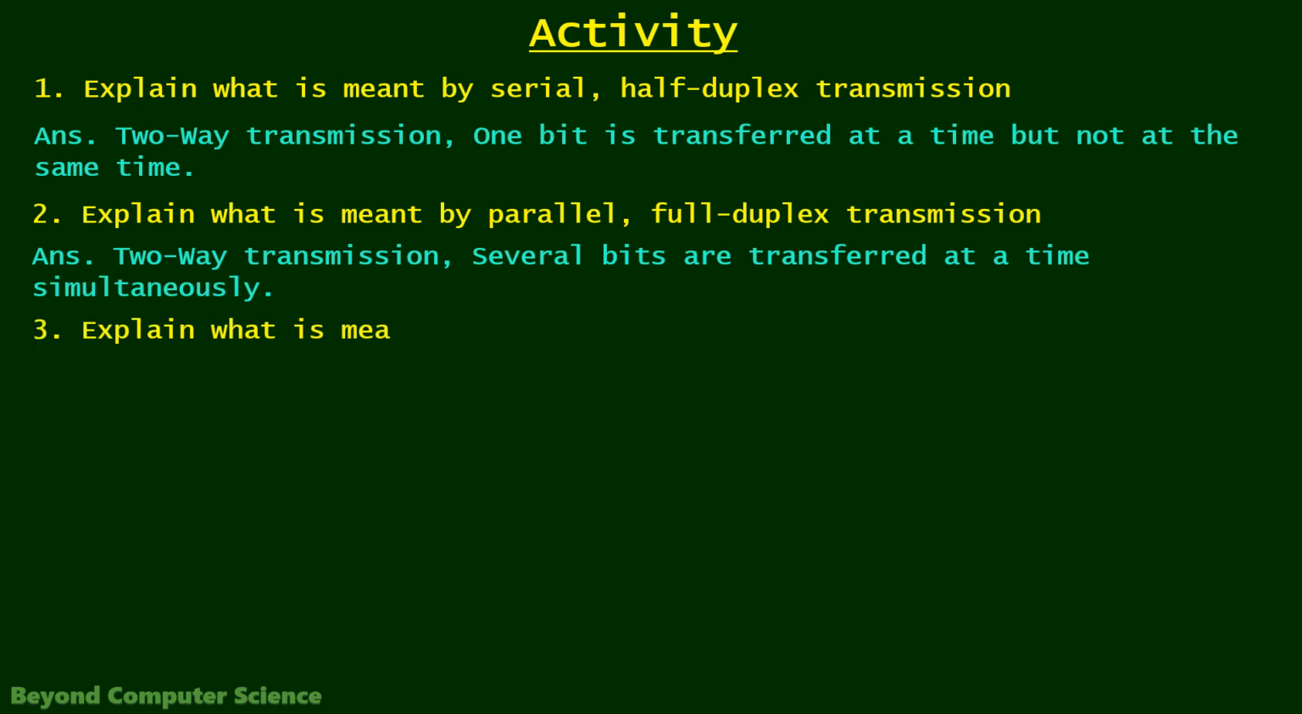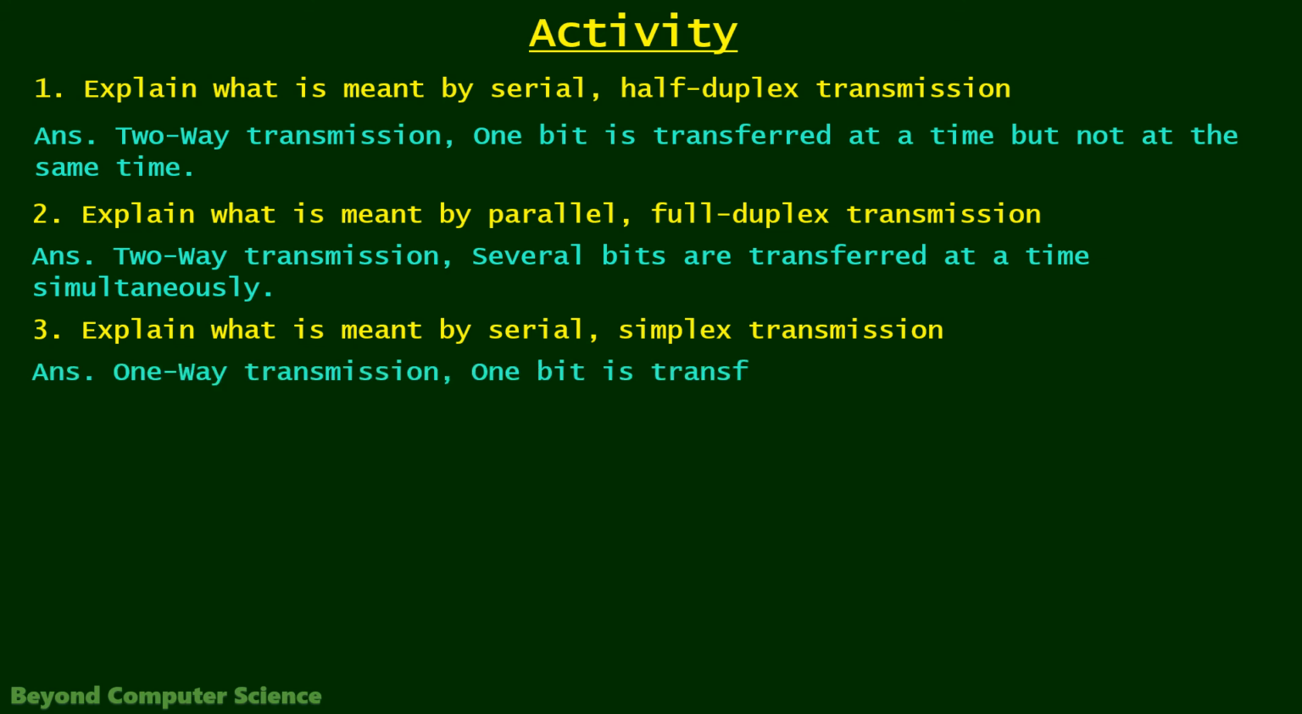The third one is: explain what is meant by serial simplex transmission. Serial simplex: one-way transmission, one bit is transferred at a time. One-way transmission defines simplex, and one bit transferred defines serial.